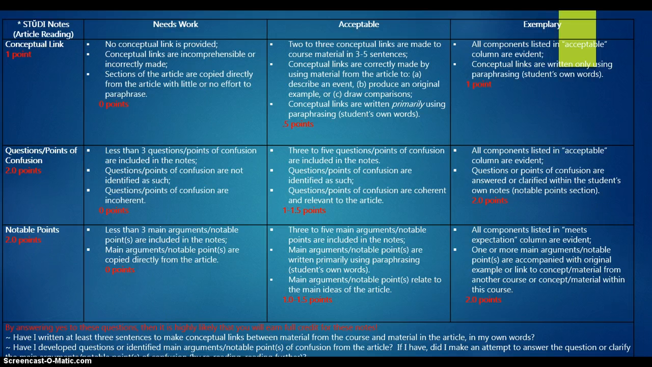For the needs work category, you can see that you're not doing a very good job of any of this. You're not providing a conceptual link, you're not identifying the minimum number of questions or main arguments, or they're not relevant to the article. You don't want to be in that category. You'd like to be in the exemplary category. There are some questions at the bottom of the rubric that, having answered yes to all of those, you are increasing your chances of earning full credit for these study notes, which are 5 points.